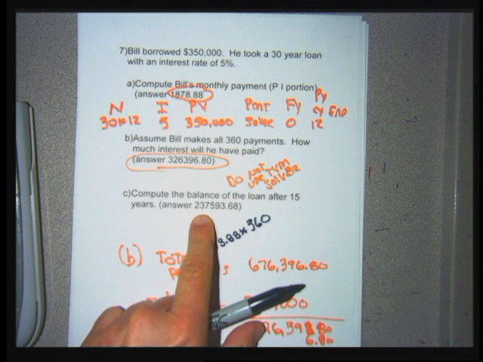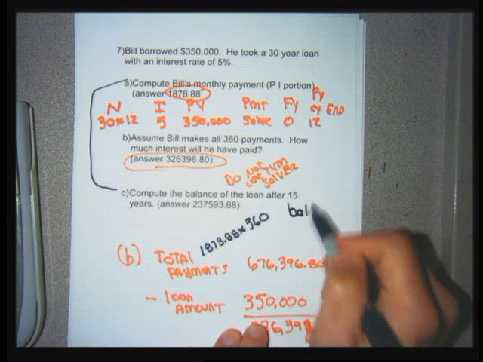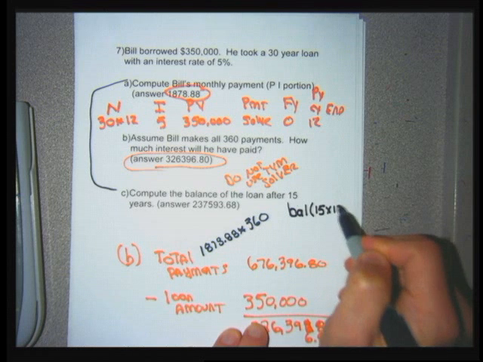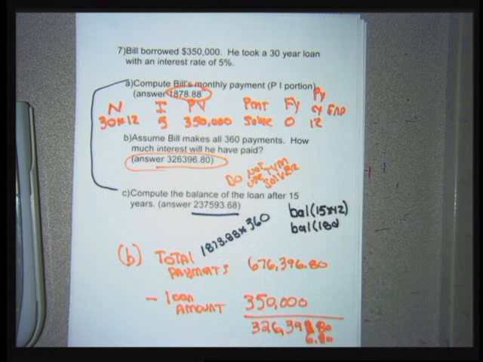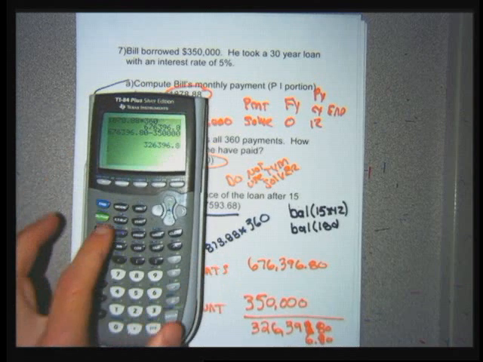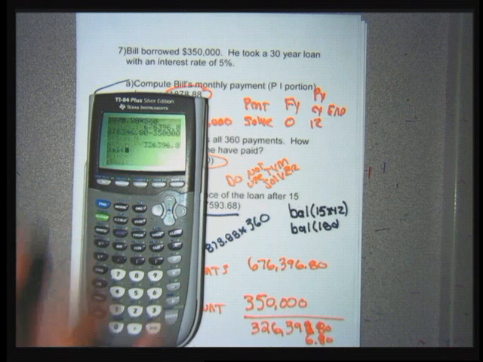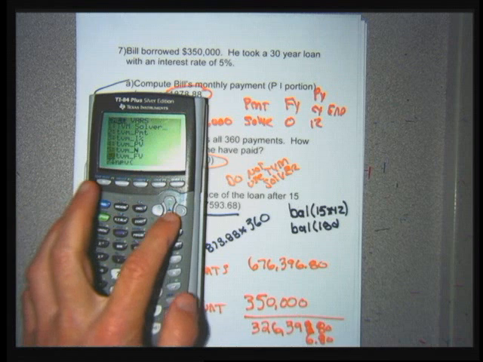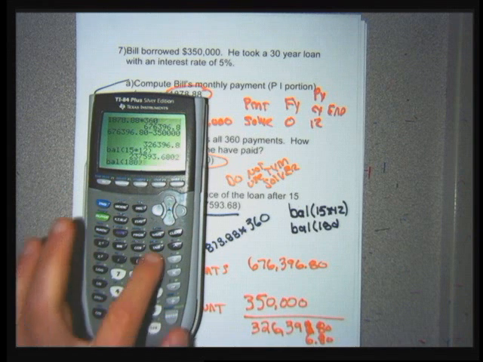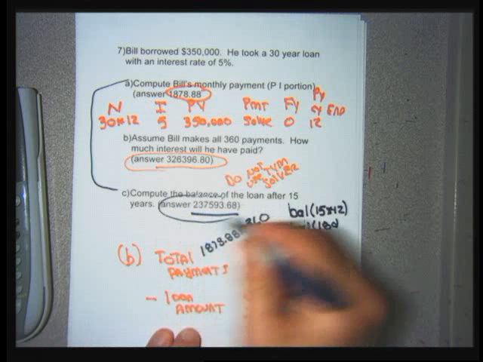Part C has nothing to do with Part B. Part C works more with Part A. I want to compute Bill's balance after 15 years. And to do a balance, I'm just going to go balance 15 times 12, or balance 180. To get a balance, I need the balance part of the finance app, not actually the TVM solver. So I go apps, finance, down to BAL, and I could either type in 15 times 12 and hit enter, or if I knew 15 years meant 180 payments, I'd get $237,593.68, which is the answer to Part C.